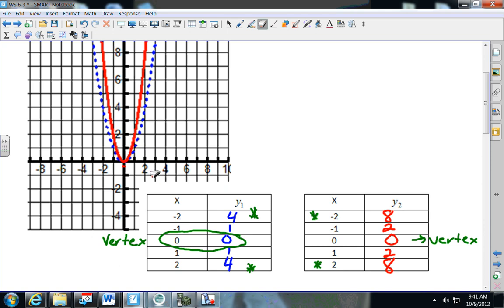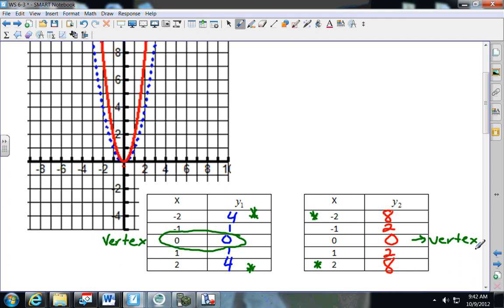How are they different? One's wider than the other one. One's skinnier. CJ, what do you notice in the table? What's happening with my y numbers? You're multiplying by what? Look, 4 times 2 gave me 8, right? 1 times 2 gave me 2. The zeros stay the same because anything times 0 is 0, right? The y's did double.